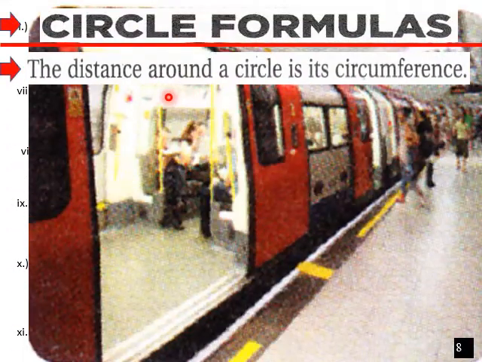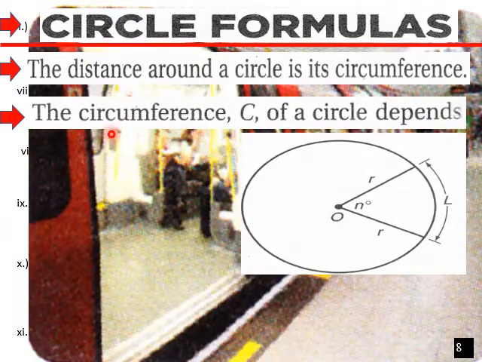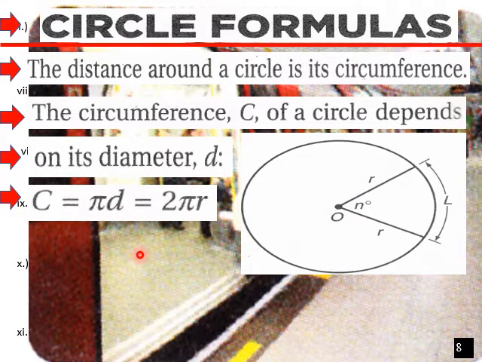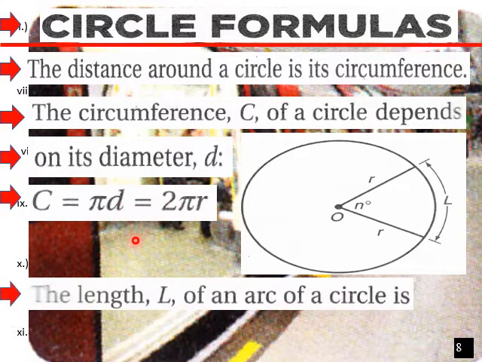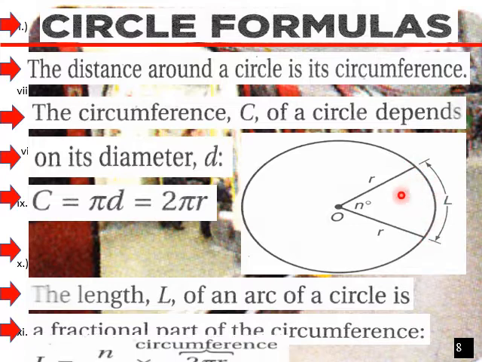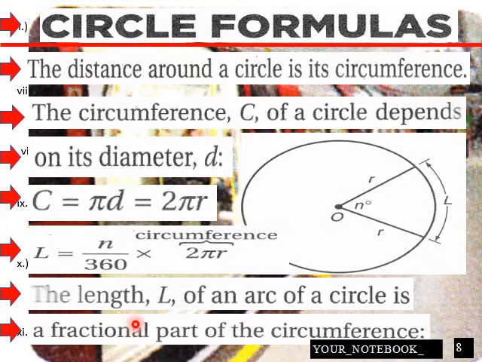Circle formulas. The distance around a circle is the circumference. The circumference C of a circle depends on its diameter D. We don't show a diameter here, we show two radii here. So C equals pi D or 2 pi R, where D is 2 times R. The length L of an arc of a circle, in this situation here, is a fractional part of the circumference.